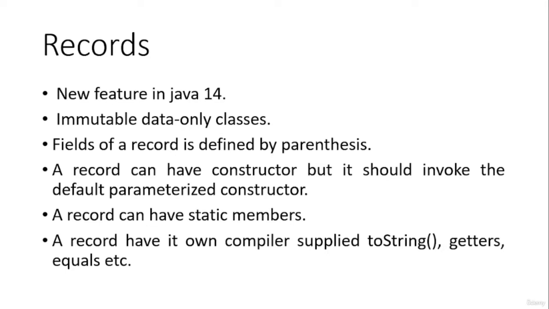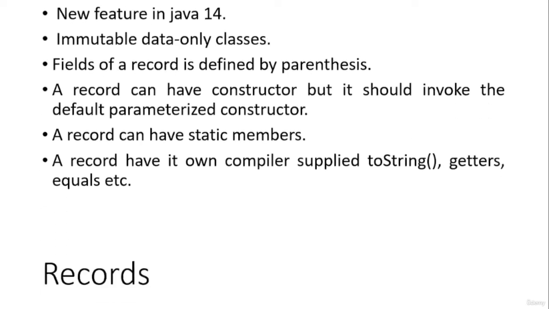Now let us discuss another feature of records, which is that they have default getters, hashCode, equals, and toString. All these methods are available by default in records. I will discuss these methods, toString, equals and hashCode, when we discuss the Object class. For now, let us think of toString as a method which prints the string representation of the particular object. So if we implement toString, then the string representation of the object will be printed.